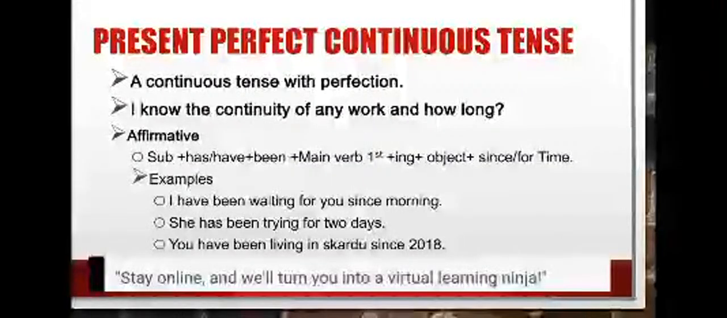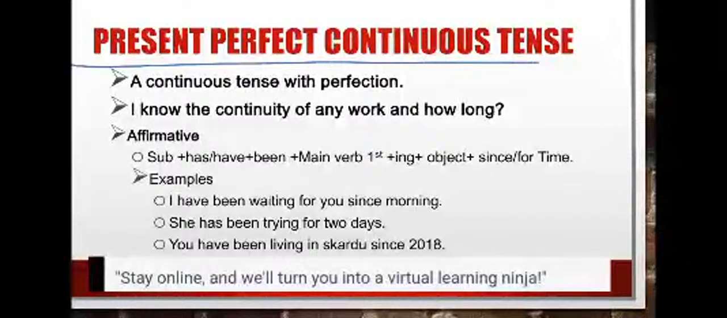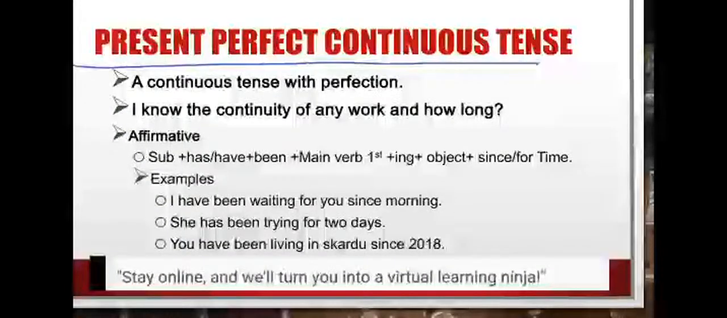Okay. Now we have present perfect continuous tense, present perfect progressive. In other words, this is the last tense. We are not taking a lot of time right here. The first one is a continuous tense. It is talking about its uses. A continuous tense with perfection.